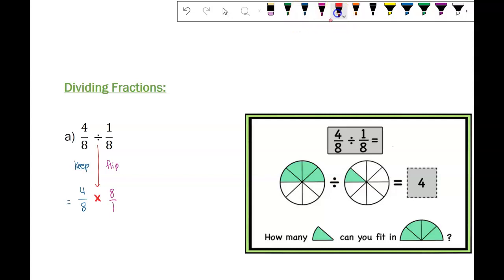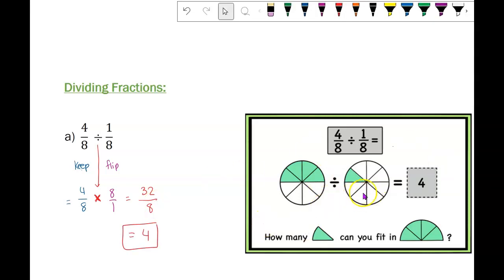And then we solve. When we solve it, we get 4 times 8 is 32, and then 8 times 1, which is 8. And again, we have an improper fraction. Well, 32 divided by 8 is an even number of 4. And so here we again have the final answer of 4.